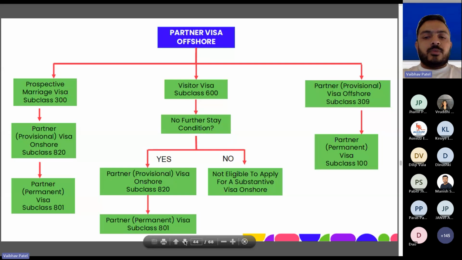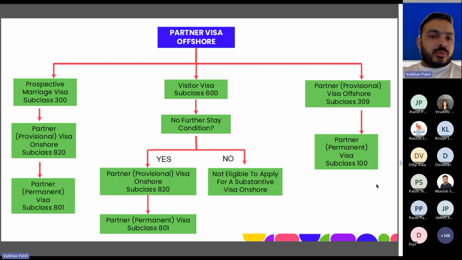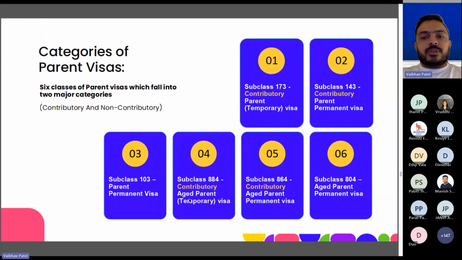The last option, if you don't qualify for anything, and if you're married to an Australian citizen, you can apply for a subclass 309 from offshore. Wait for the visa. Once the visa is granted, you can come to Australia, and once you come to Australia, you can simply continue to live with your partner. And once you complete 2 years from the day you lodge your partner visa, you can apply for subclass 100. So it's quite similar to 820-801. It's 309-100. Now, moving on to the next part. I've already covered the partner visa offshore, so that's fine.